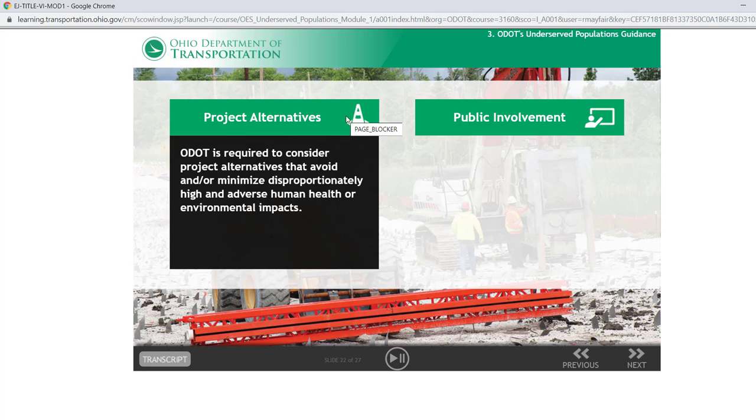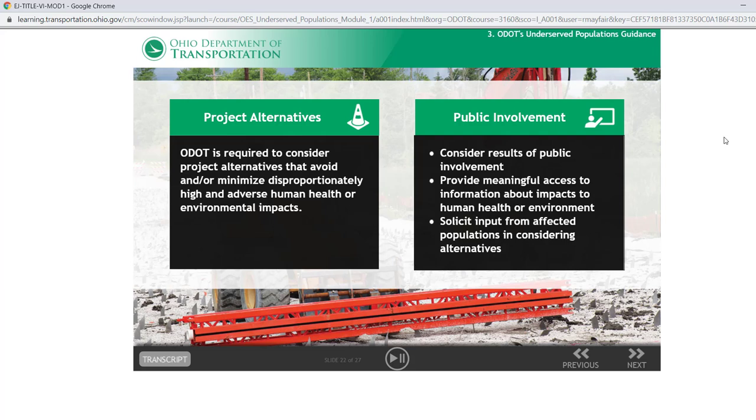ODOT is required to consider project alternatives that avoid and/or minimize disproportionately high and adverse human health or environmental impacts. ODOT must incorporate public involvement opportunities and consider the results of public involvement. This includes providing the public with meaningful access to information concerning human health or environmental impacts. ODOT must solicit input from affected populations in considering alternatives during the planning stages of the project.